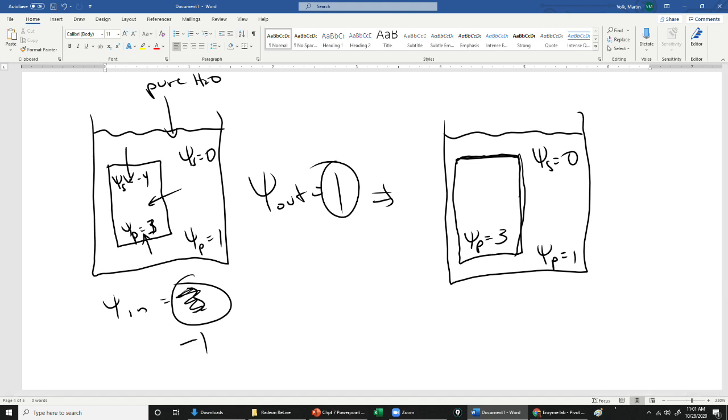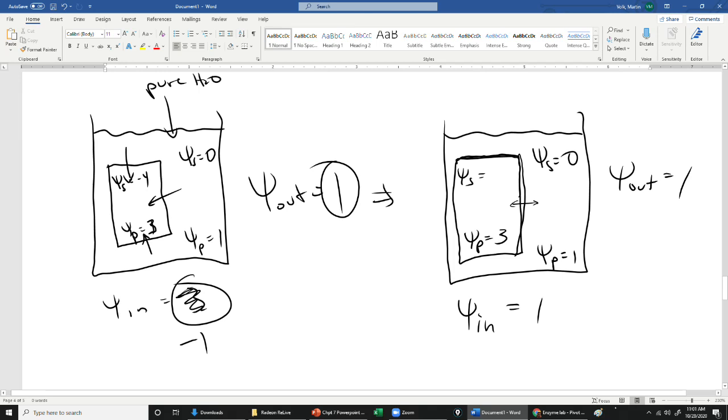Well, if the pressure goes up to 3, then our, let's see, the outside is 1 still. If the pressure went up to 3, that tells me that my solute potential in here now has to be what? Okay, this is where it gets tricky. We said there's no more net movement of water inside or out afterwards if we waited long enough, which means our overall inside water potential has to be the same as the outside. It has to be 1.